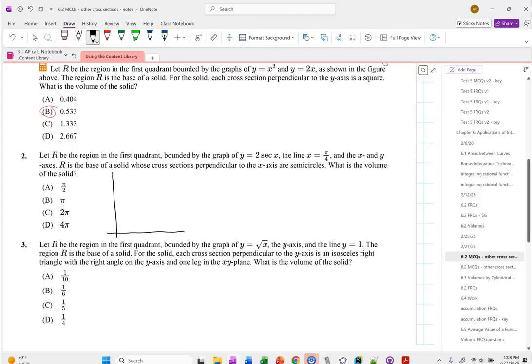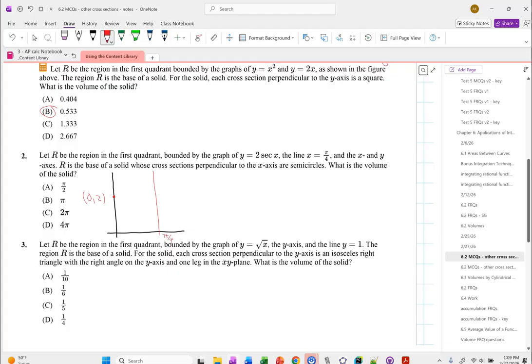Who remembers what the graph of secant or cosecant looks like? They're like U's separated by asymptotes, right? A U that opens up and a U that opens down and then up and then down and up and down, right? So if I look at secant, secant is 1 over cosine. What's cosine of 0? 1. The reciprocal of 1 is 1, and then we're multiplying by 2. So like, there's the start, right? And then we're ending at the line pi over 4.